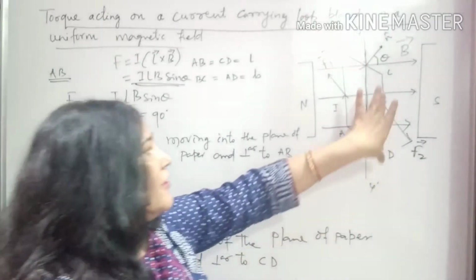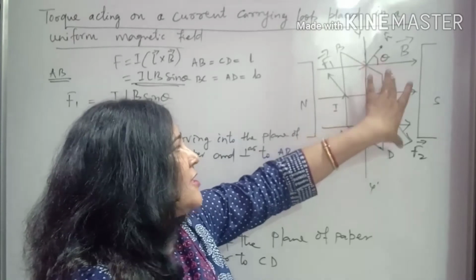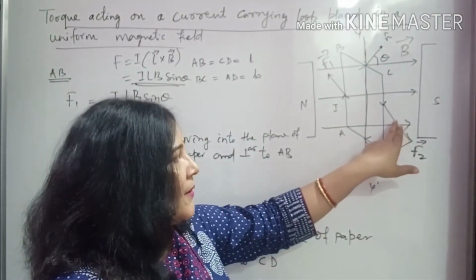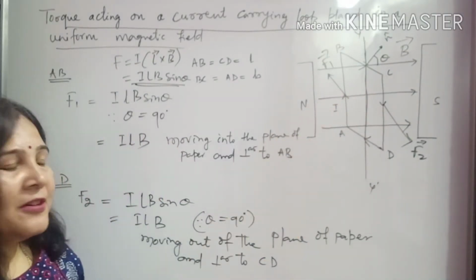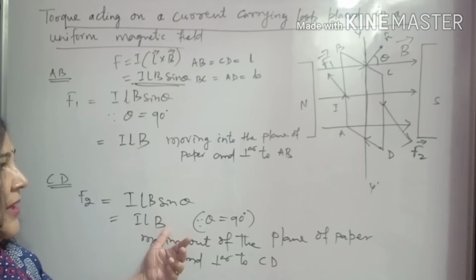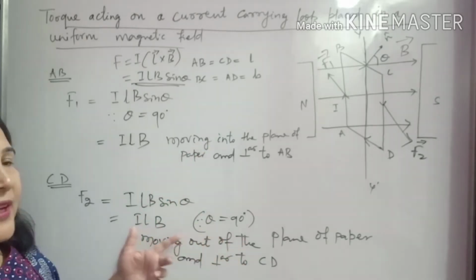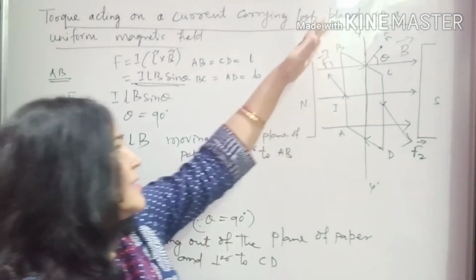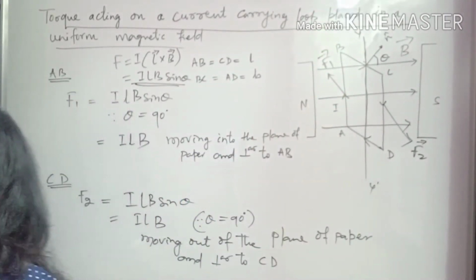Now similarly, for the CD section, CD also has length L. It is also carrying the same current I, and it is in the magnetic field B. So in this case also you get the same ILB. The only thing is that the direction of the force is out of the plane of paper. Now we'll discuss the remaining two arms.